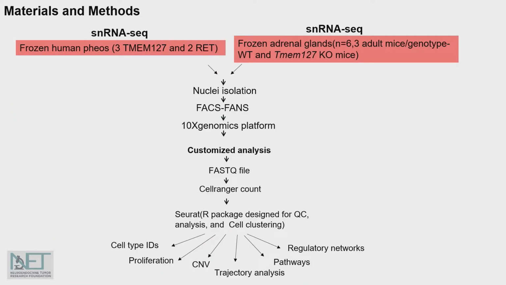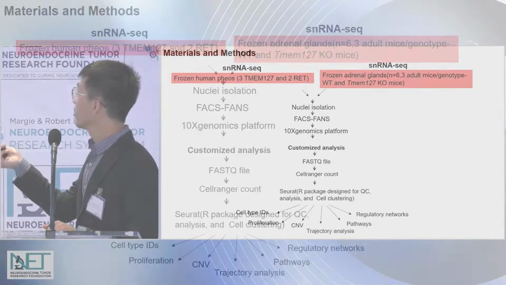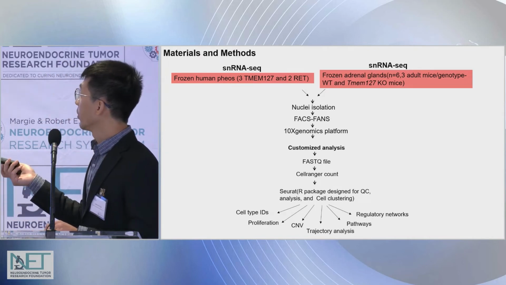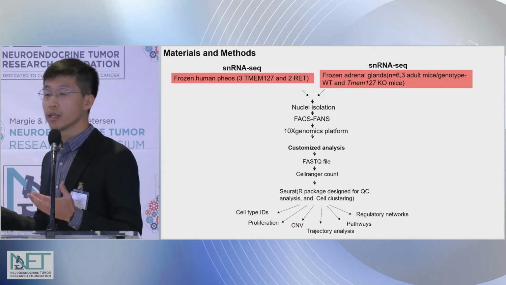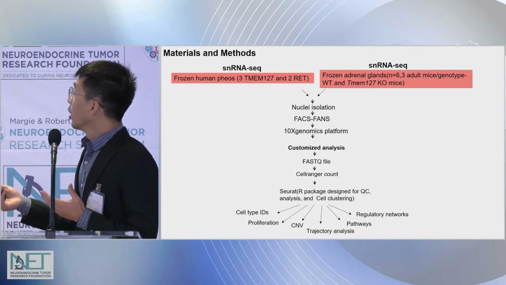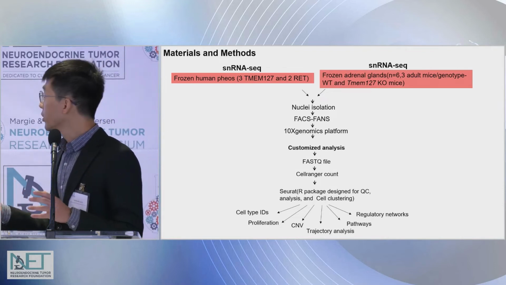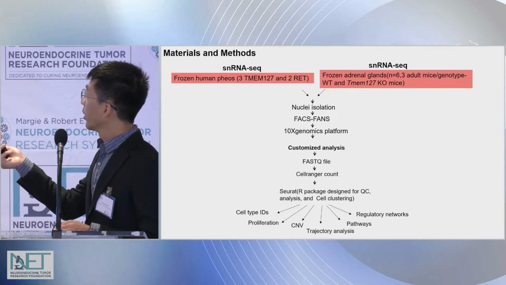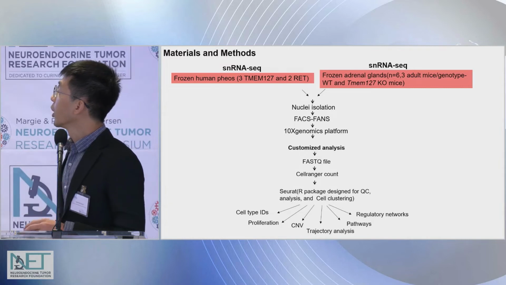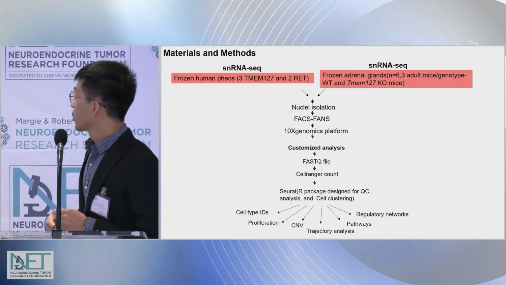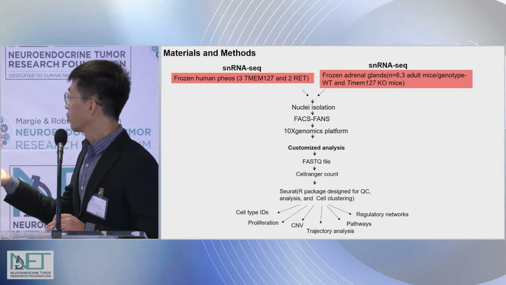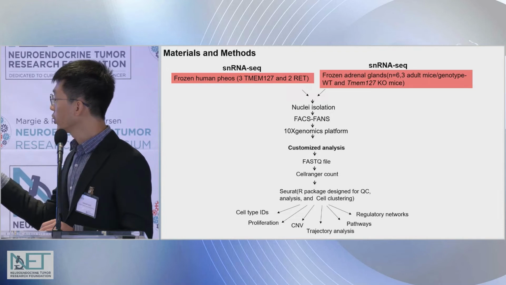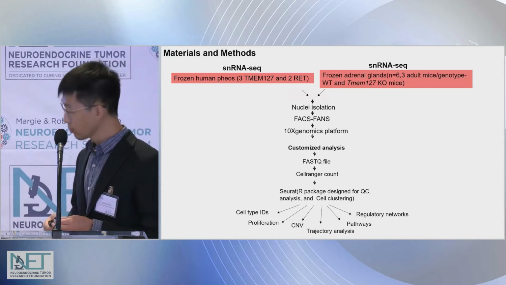So yesterday we talked about a lot of the mouse models. We have the same situation here. The TMEM127 knockout mouse didn't show any pheochromocytoma phenotypes, but I think it provides us an opportunity to look at what happened at the very early stage of tumorigenesis. So we used frozen adrenal glands from wild type and knockout mice, and also some frozen human samples to do the single nuclear analysis. We used a lot of downstream RNA packages to infer cell type identity and proliferation potential, and also copy number variations, and a lot of functional analysis.